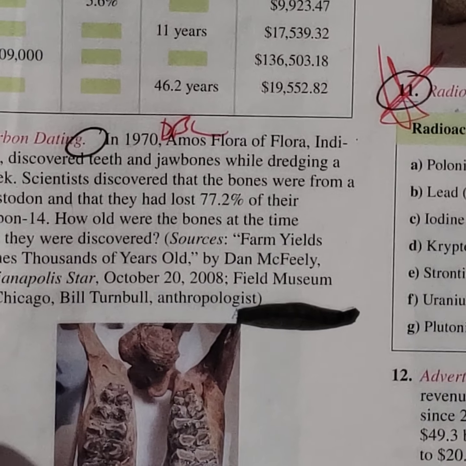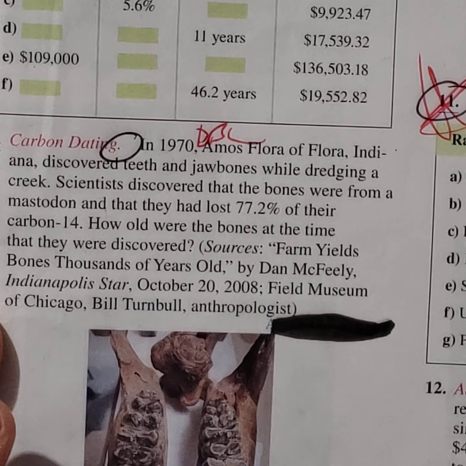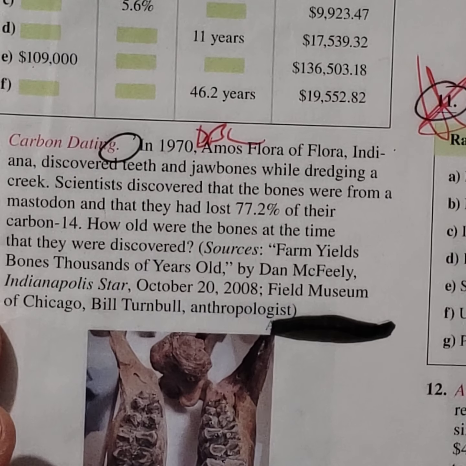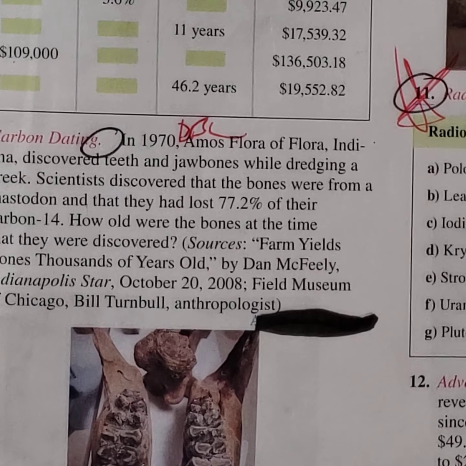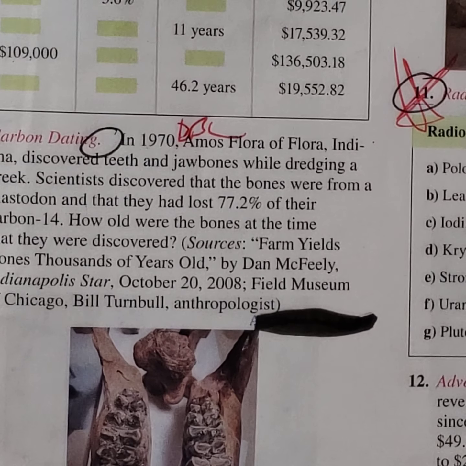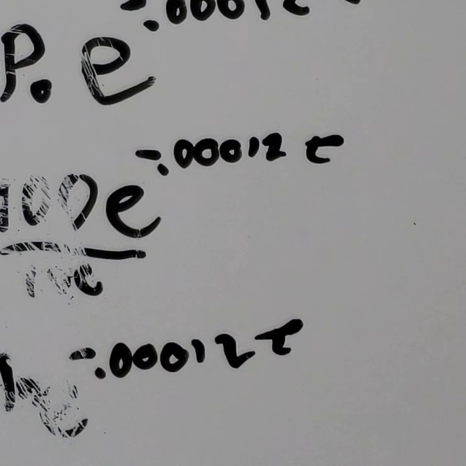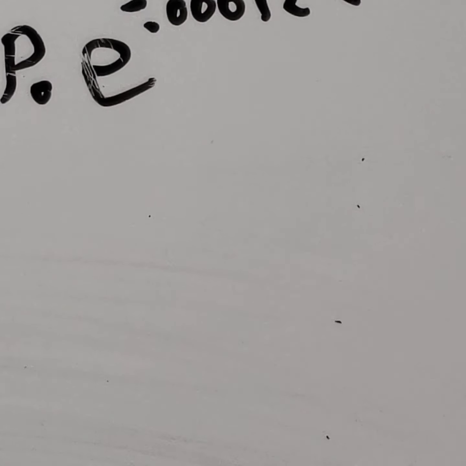In 1970, Amos Flora of Flora, Indiana, discovered teeth and jaw bones while dredging a creek. Scientists discovered the bones were from a mastodon and had lost 77.2% of their carbon-14. So how old were they at the time they were discovered? They had lost 77.2%. I guess I'll redo it because I smudged it pretty badly. If it lost 77.2%, then 22.8% remain.